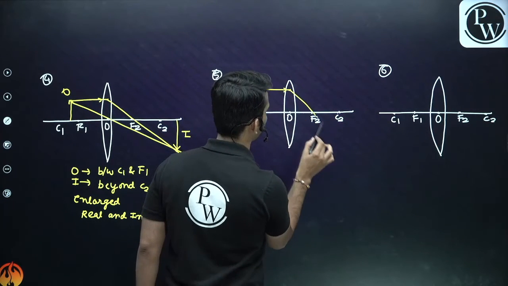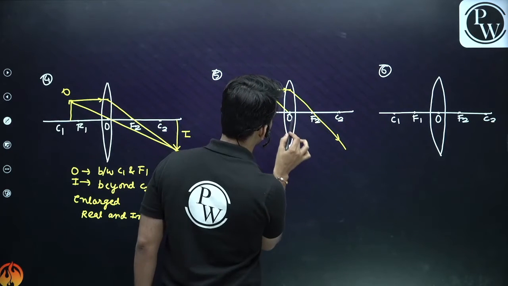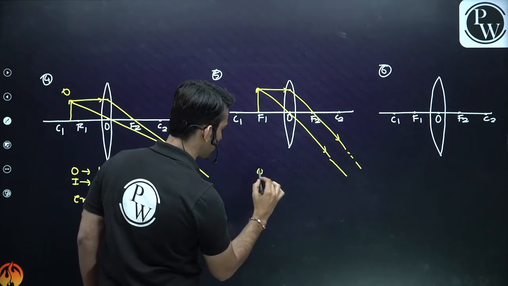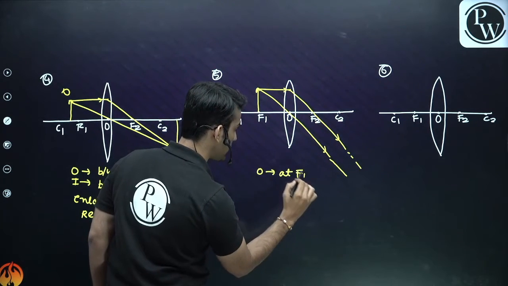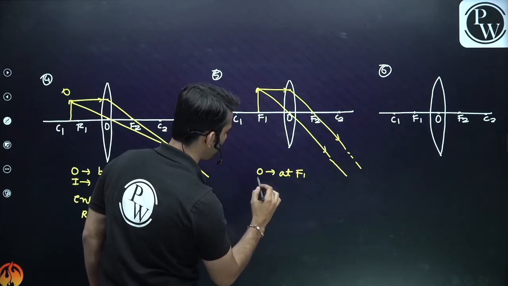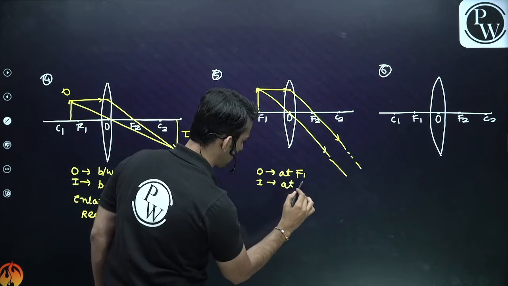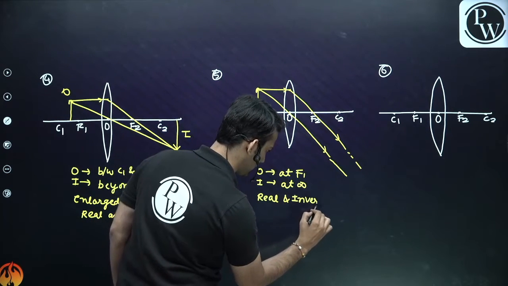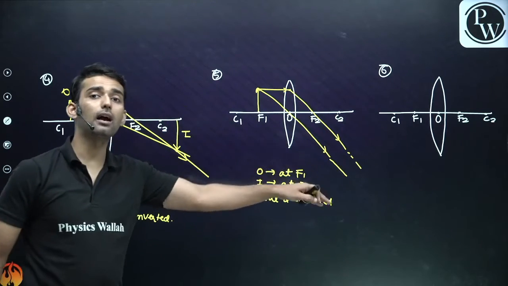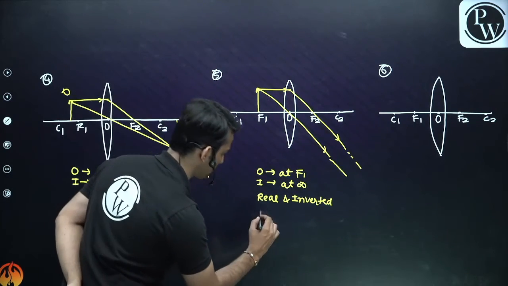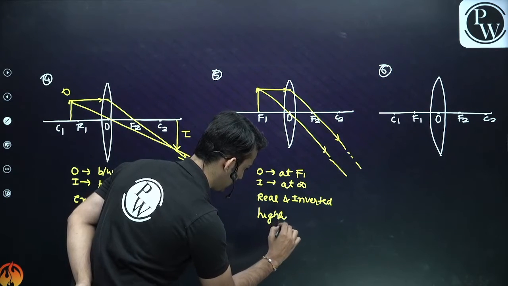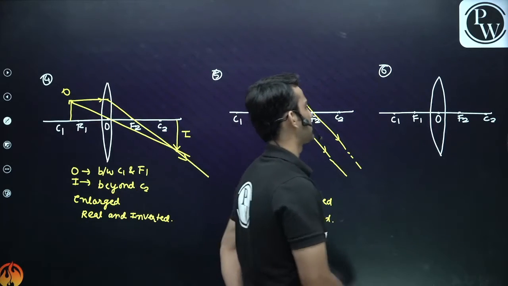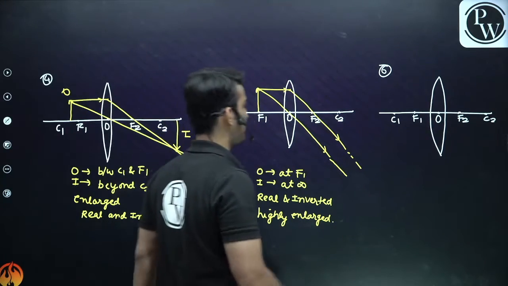Now object will be placed at F. So again, first ray it will pass through focus, and for second ray it will pass like this. So again you can see the rays won't actually meet. So where is the object? At F1, we assume they meet at infinity. So guys, image will be formed at infinity. It is also real and inverted. And what about the size? Highly enlarged. Highly enlarged in this case, right?